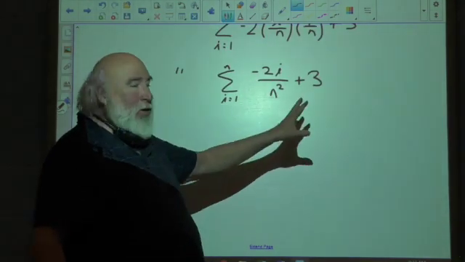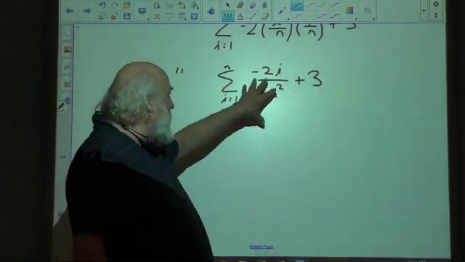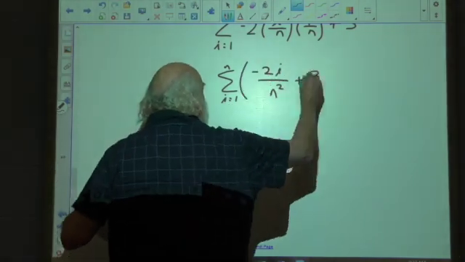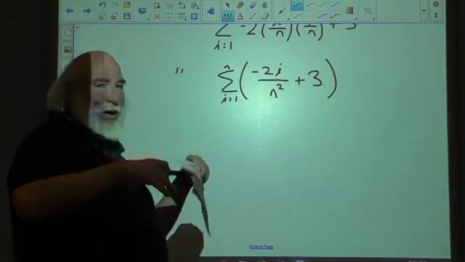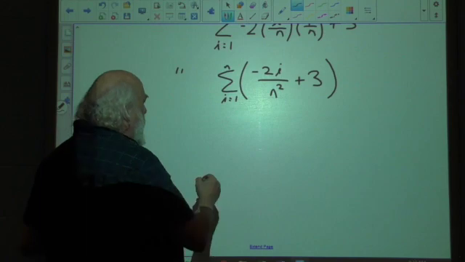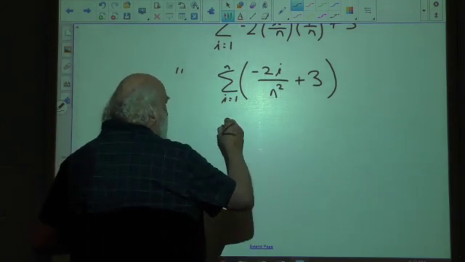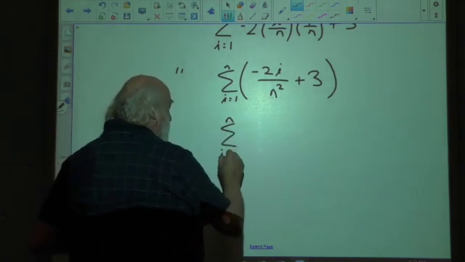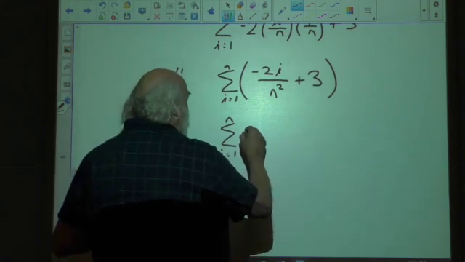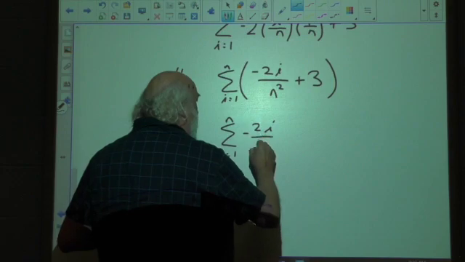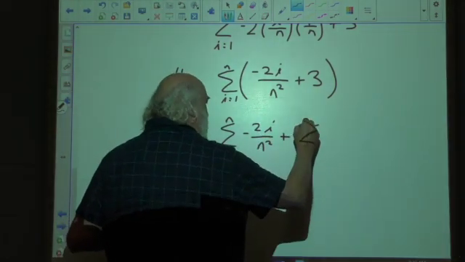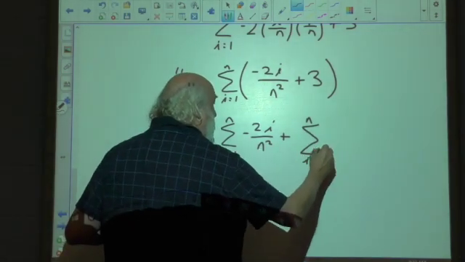Now I'm going to break this up into two summations. I'm going to take the summation of this plus the summation of this. So this actually should be in parentheses because this is the summation of the whole thing. But now I'm going to break it up into two parts. So I'm going to have the summation, again, limits all over the place, of negative 2i over n squared plus the summation of 3.